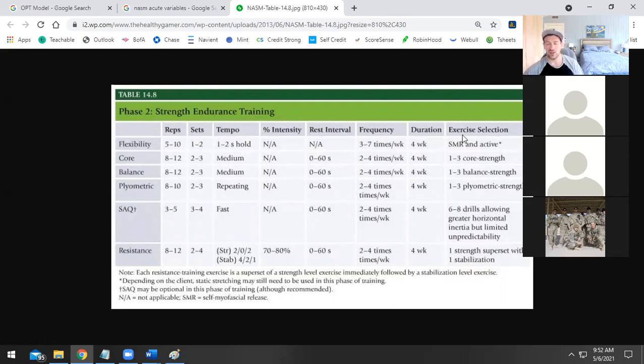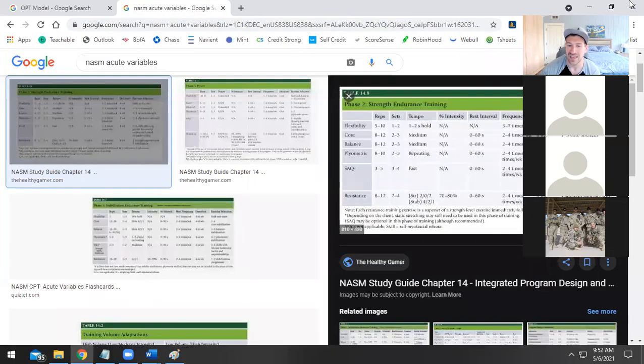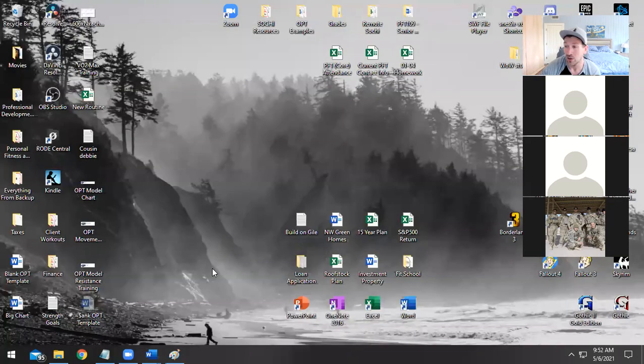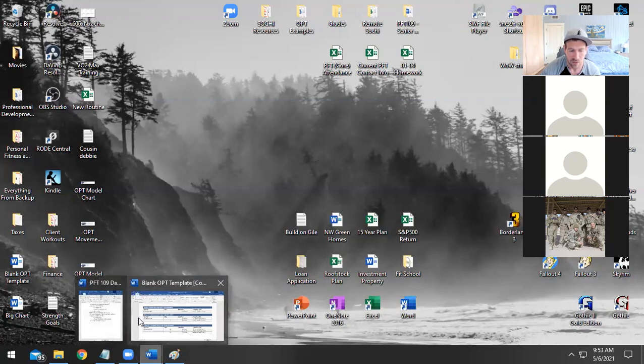You can see they're all on this one big chart here. For their core, core strength. For their balance strength. Plyometric strength, because they're in the strength level, right? So 8 to 12, and here are your rep ranges for all that. So we've got this all laid out in all these different pages. You're going to find those, I think it's like page 379 or something like that.